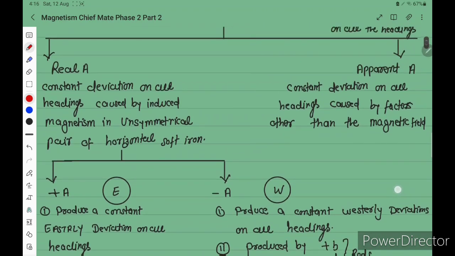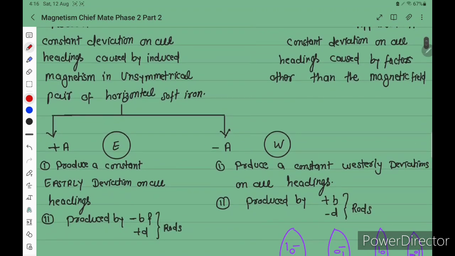Real A is again divided into plus A and minus A. Plus A produces a constant easterly deviation on all headings, produced by minus B and plus D rods. In the previous video we discussed all the nine rods and how to remember them, so you can watch that video for the nine rods. Minus A produces a constant westerly deviation on all headings, produced by plus B and minus D rods.